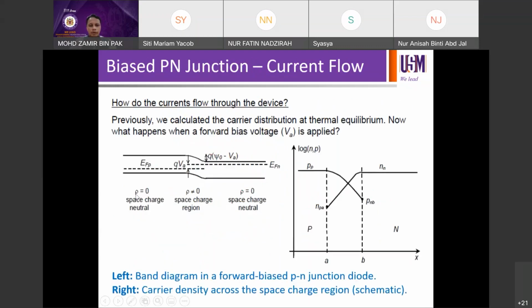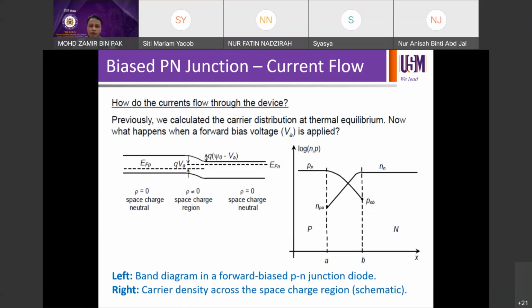So how do we then have the currents flow through the device? Previously we've done a calculation on the carrier distribution at thermal equilibrium. This means the diffusion of carriers across the junction at thermal equilibrium. And we have already discussed pp0, pn0, np0, and nn0, right? At thermal equilibrium condition, which is denoted by the naught.